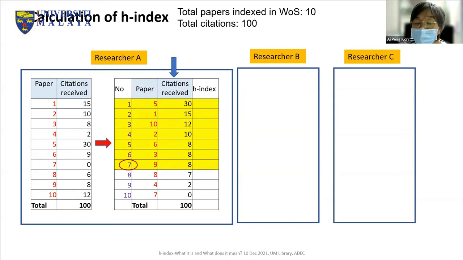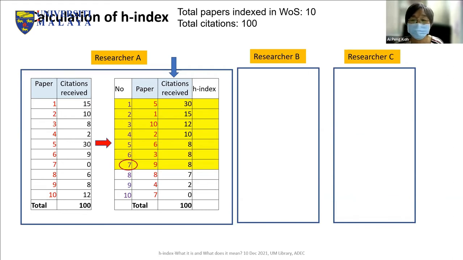So researcher A has an H index of 7 on 10th of December 2021, according to Web of Science. Which means researcher A has 7 papers that each received at least 7 citations. Understand? Is it clear? Yes, so let's move on.